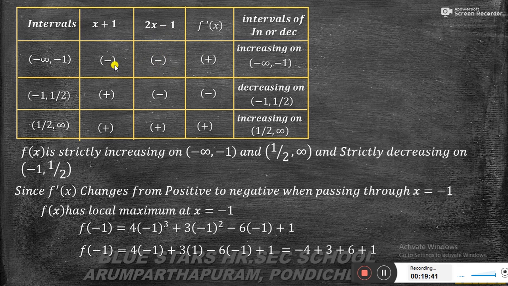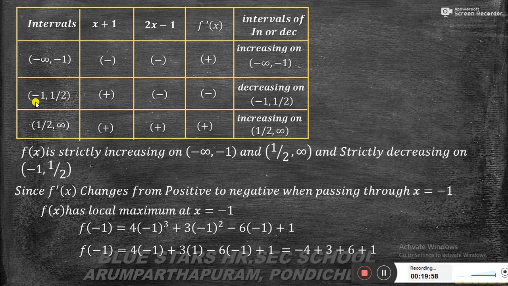So next, minus into minus plus, therefore f dash of x sign is plus. Plus means the monotonicity is increasing, so it is an increasing function on minus infinity comma minus 1. Next, again the second interval, minus 1 comma 1 by 2.